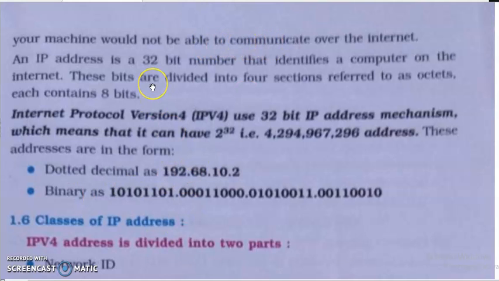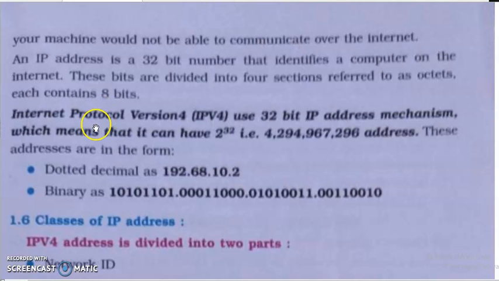An IP address is a 32-bit number that identifies a computer on the internet. When we talk about an IP address, it is a 32-bit number, and these bits are divided into four sections referred to as octets. Each contains 8 bits. So 4 octets of 8 bits is equal to 32 bits.